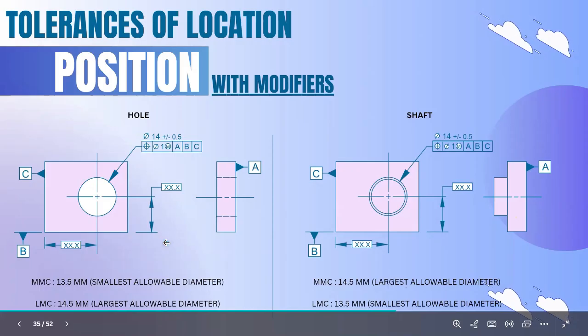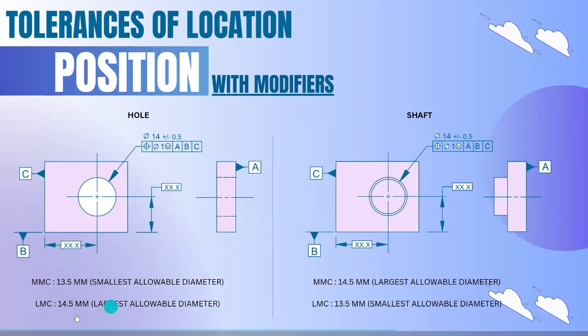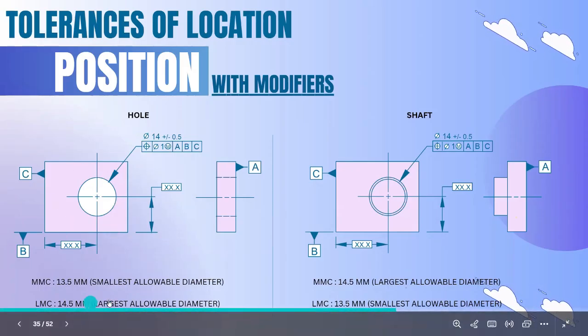So the LMC will be the largest allowable diameter, so the largest range is 14.5. When the hole gets bigger, the material will be reduced, so the least material will be there. So it is the least material condition.